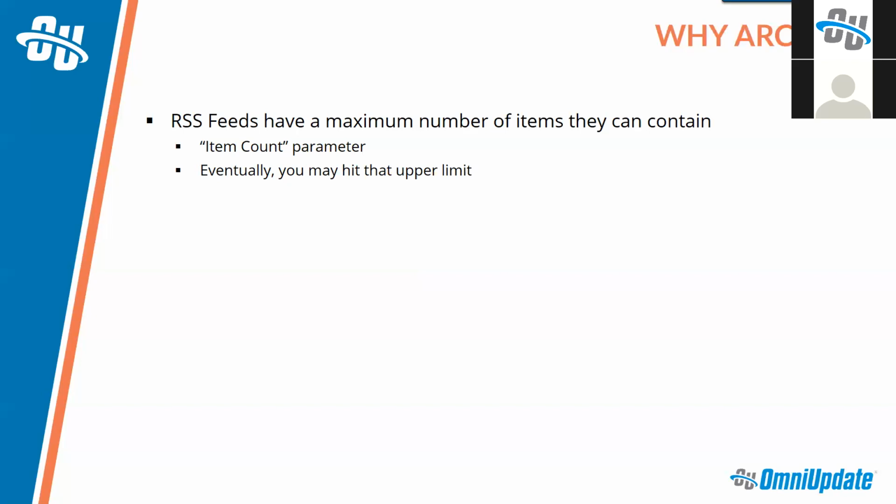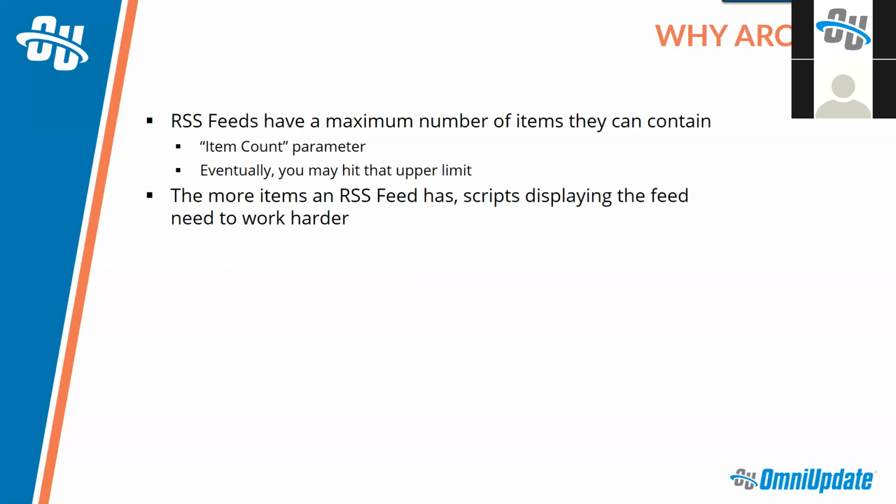So that's kind of one issue where archiving can help resolve that. Another issue is that if you have all of your news items in one big feed, the more items an RSS feed has, the scripts that display those feeds on a page potentially might need to work harder. They might need to parse through a larger amount of items, which increases page load times because the script has to read all of the items first and then display whichever ones you're telling it to.